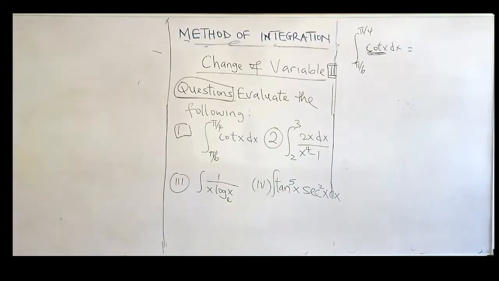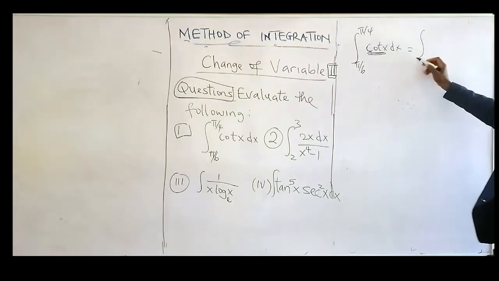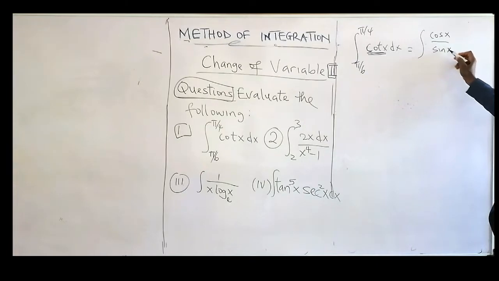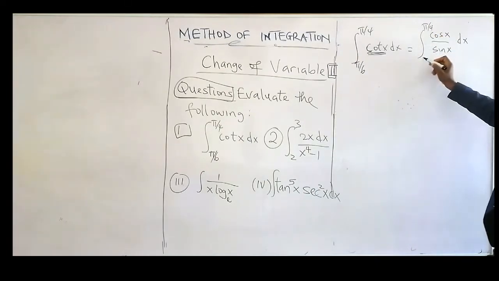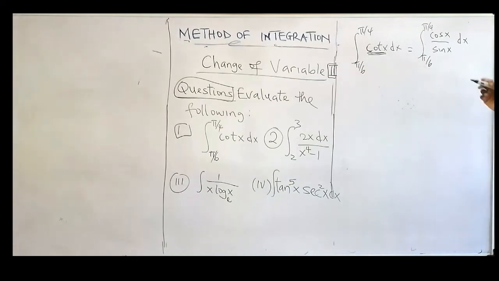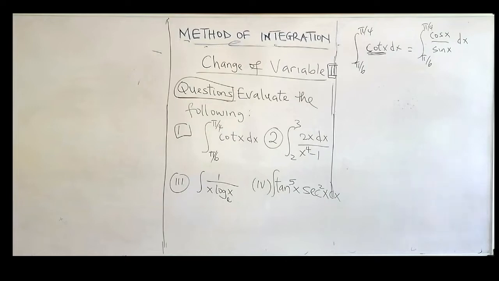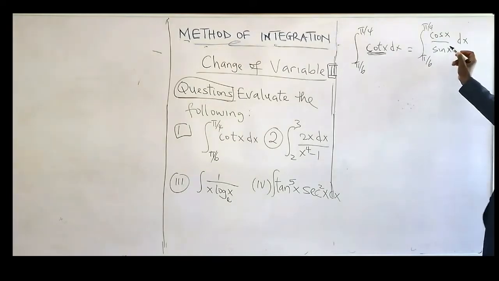for integration of cot. So what we are going to do is break it down into cos over sine. Cot is equal to this, then dx, with the upper limit and the lower limit. So this is a definite integral, in the sense that there will not be plus c; we're going to have a value at the end of the day. So what we can do now to change the variable is to look at this.